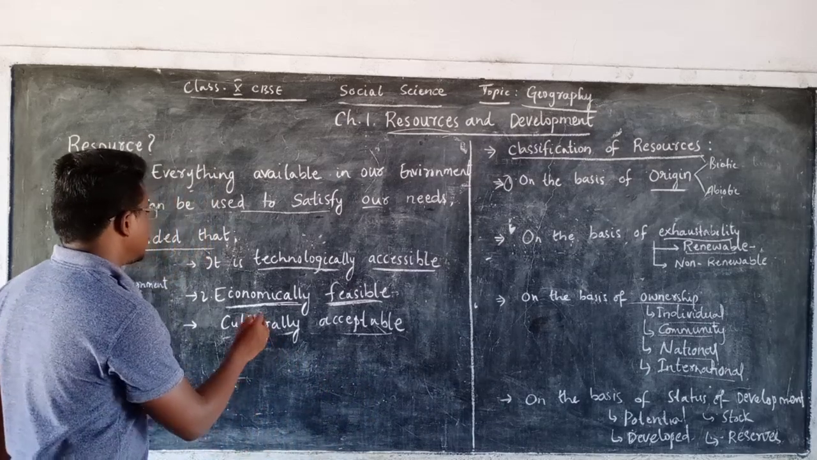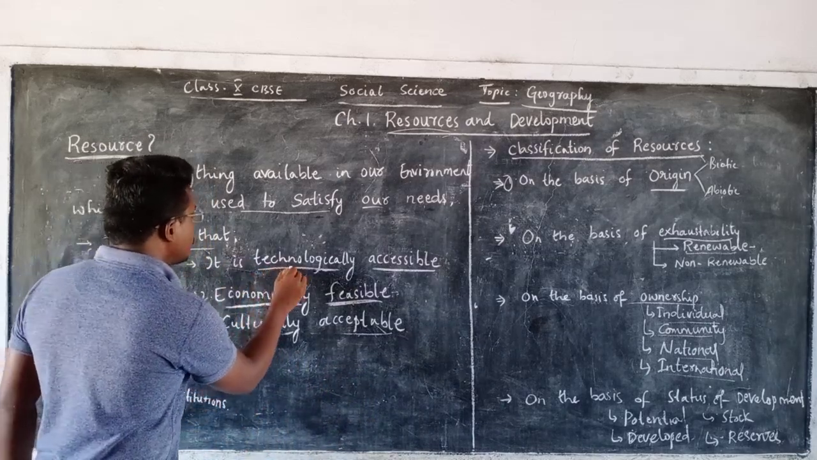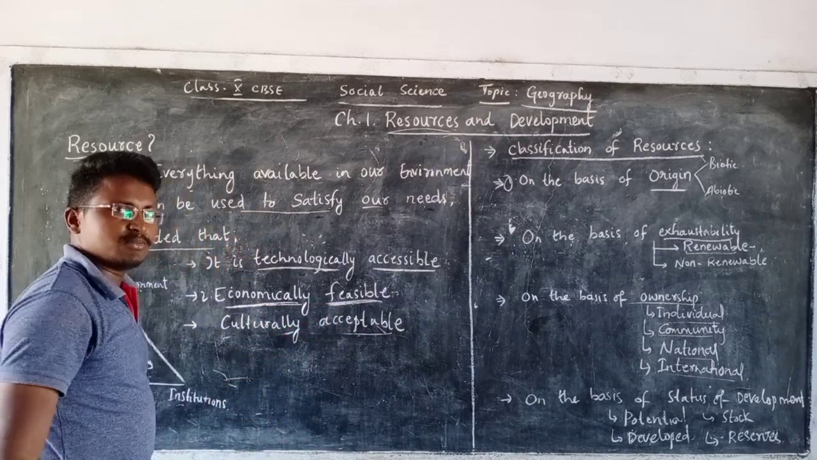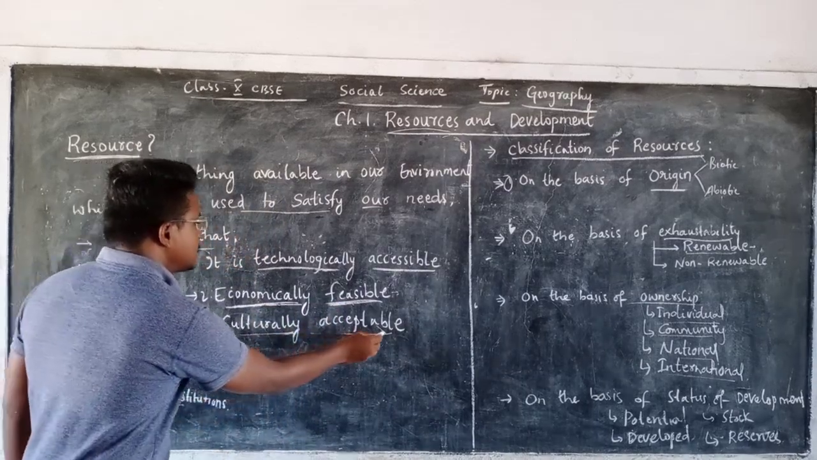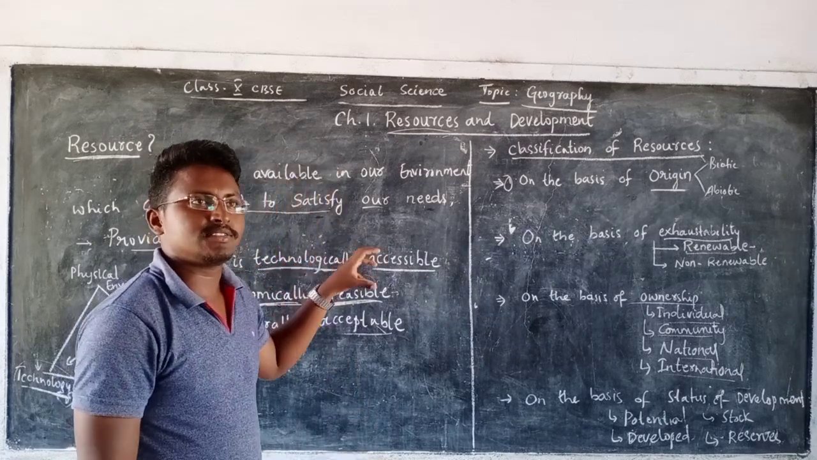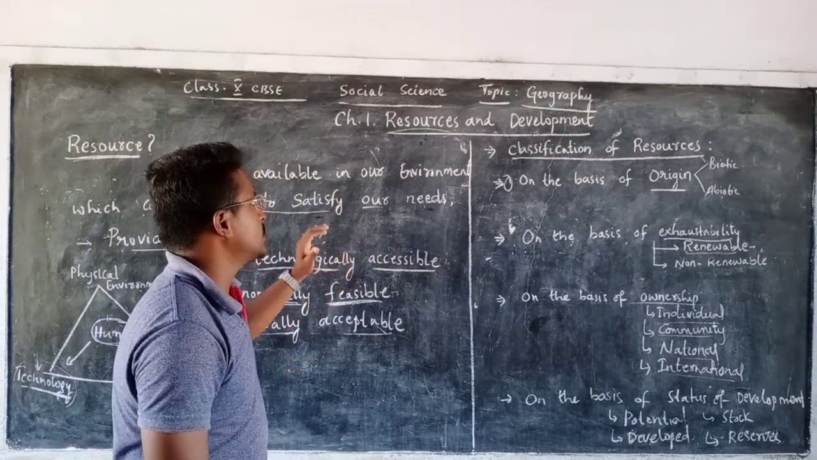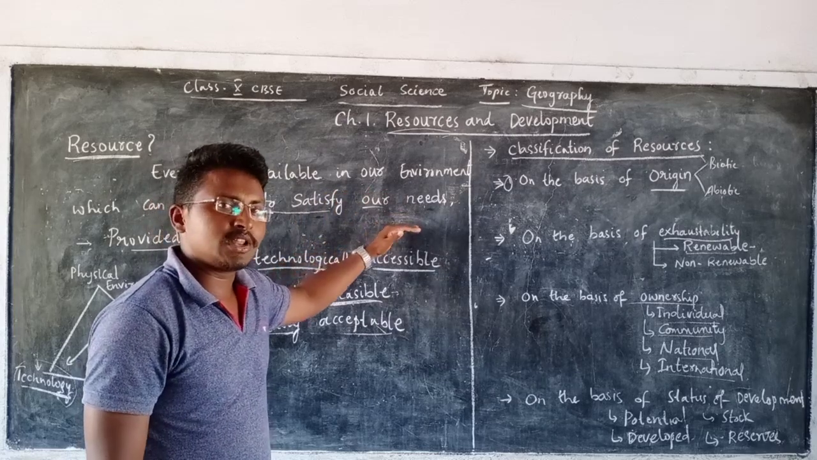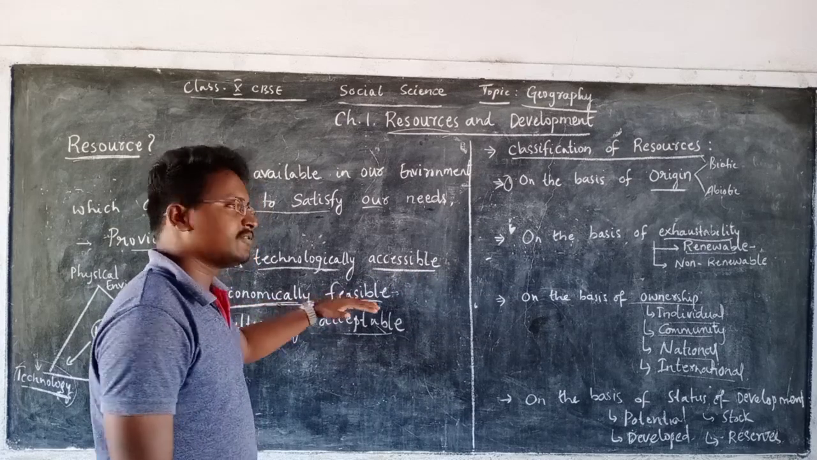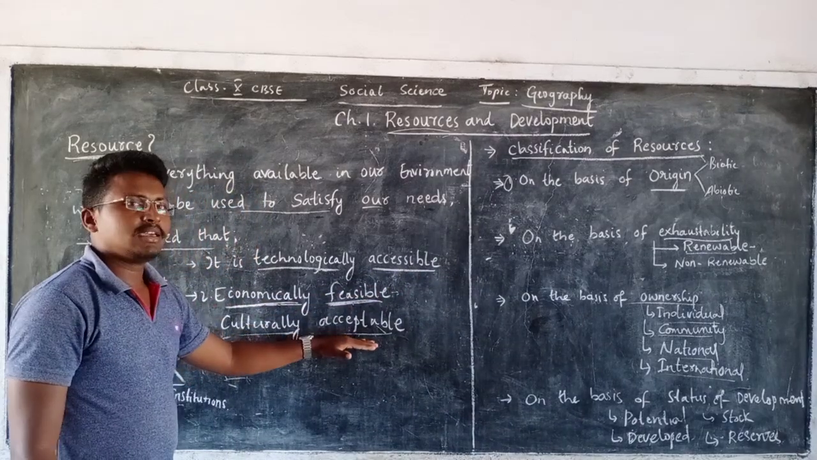The first condition is that it is technologically accessible, economically feasible, then third thing is culturally acceptable. If these three conditions are satisfied, then only we call it a resource. Let me explain in detail what is technologically accessible, economically feasible, then culturally acceptable.